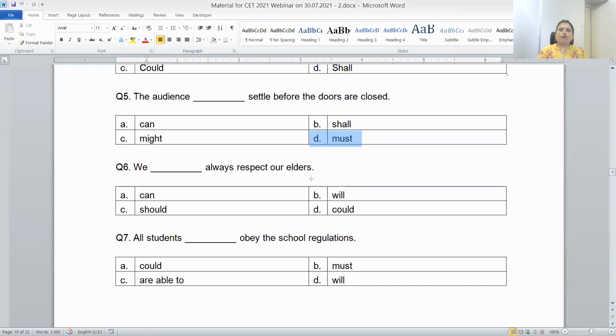6th, we dash always respect our elders. See, children, moral obligation. So should, very good. We should always respect our elders. All students dash obey the school regulations. Children, no guesses there. Must. We all should always obey our school regulations or rules.